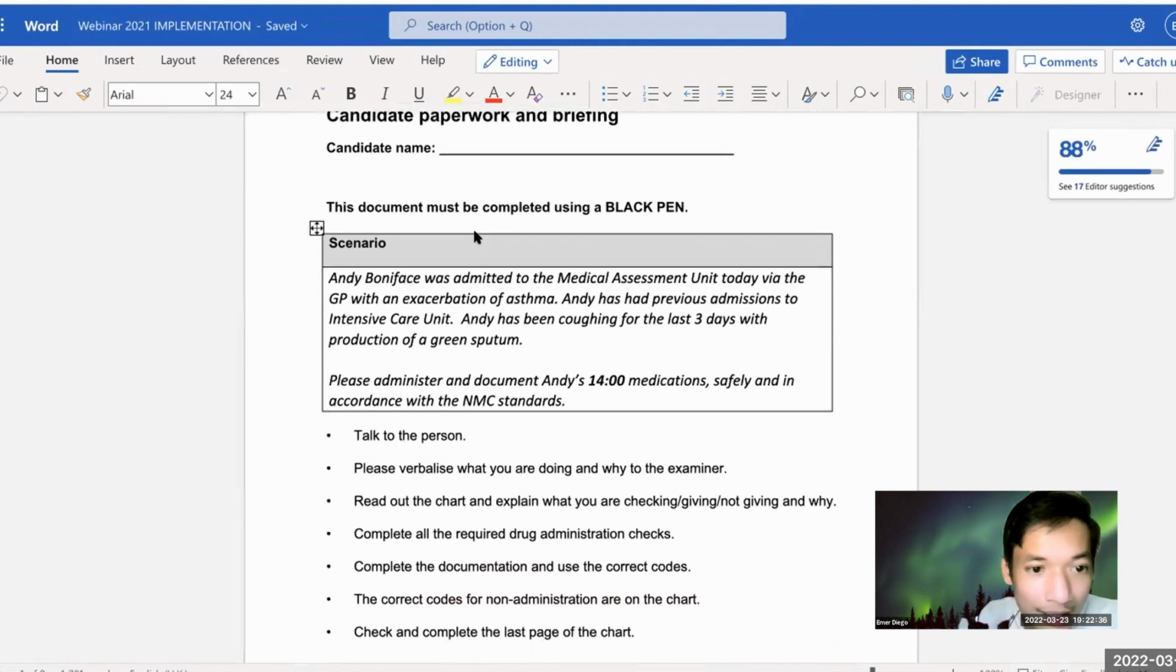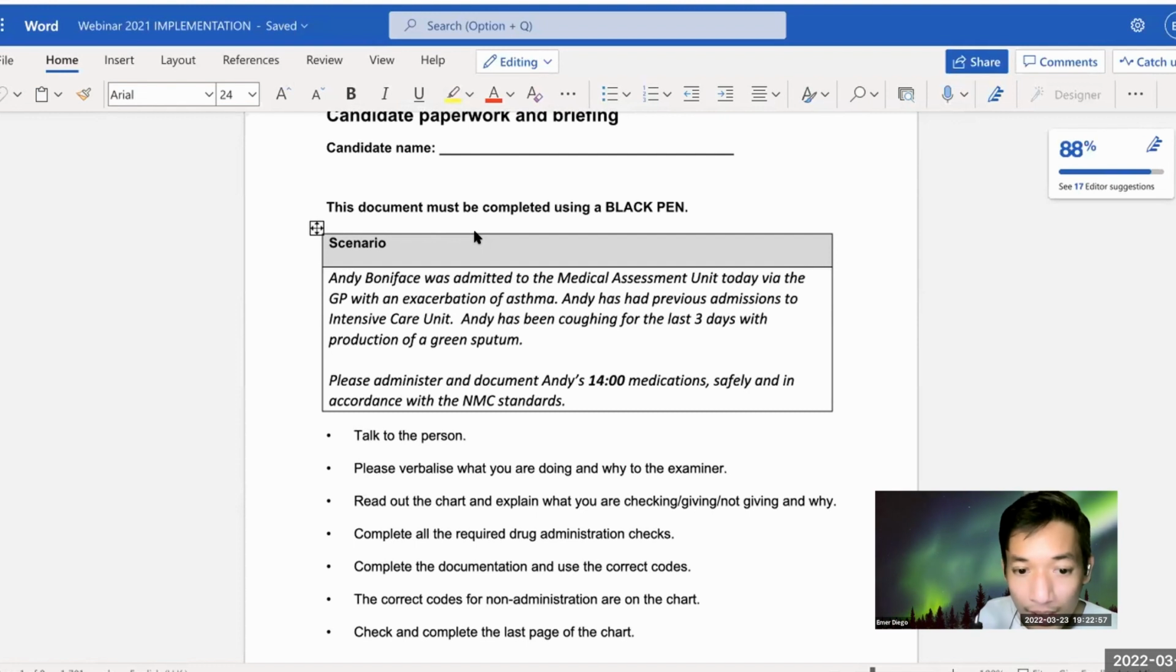So the scenario is Andy Boniface was admitted to the medical assessment unit today via GP with an exacerbation of asthma. Andy has had previous admissions to intensive care unit. Andy has been coughing for the last 3 days with production of green sputum. Please administer and document Andy's 1,400 medications safely and in accordance with the NMC standards.